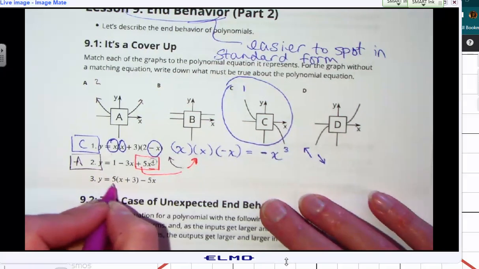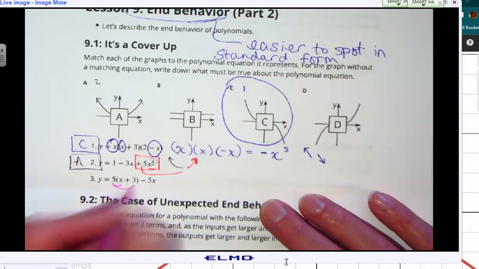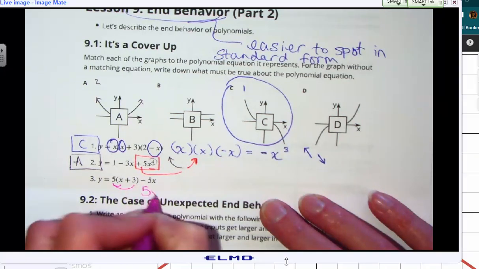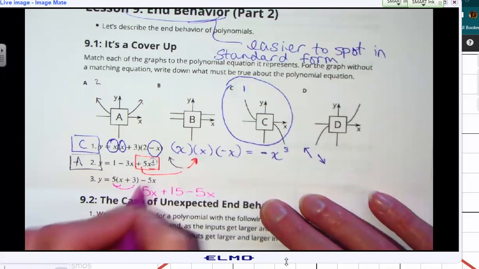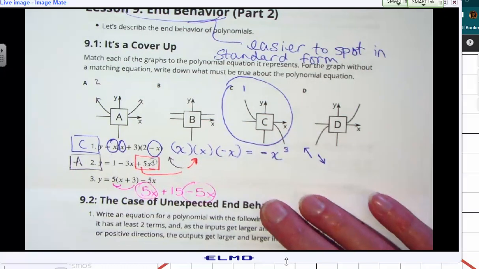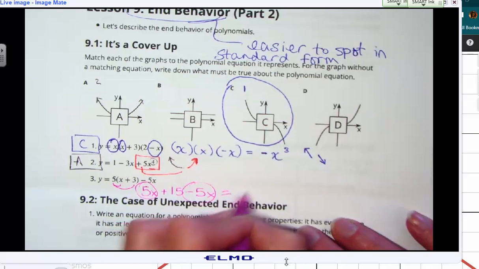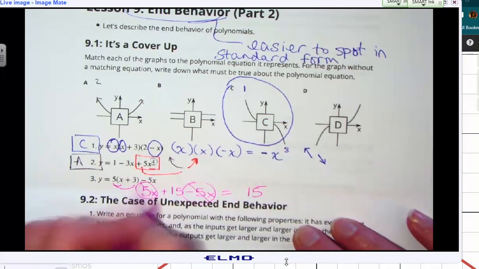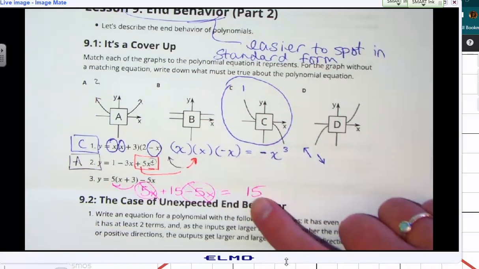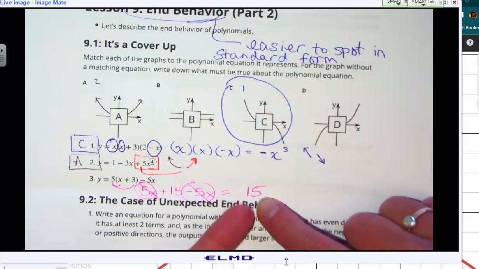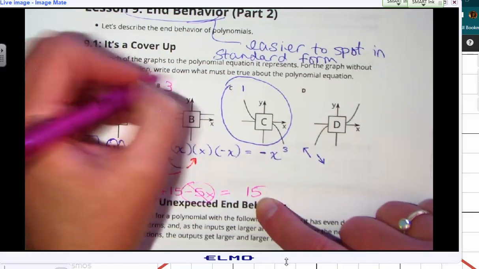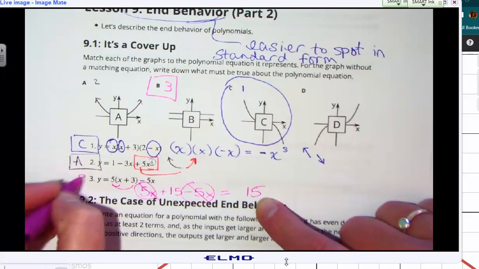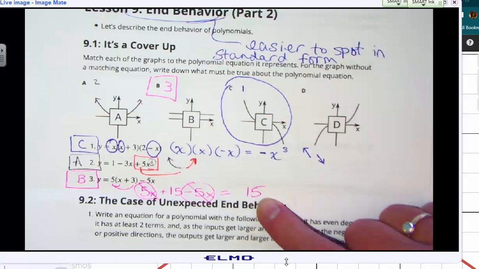And in part 3, I see I'm going to have a little multiplication to do here. I would have 5x plus 15 minus 5x. Now 5x minus 5x gives me nothing. I am just left with 15. These two cancel each other out. This is nothing but a straight line. I don't have a degree at all. I have a straight line at 15. And that's what B is going to look like, a straight line.